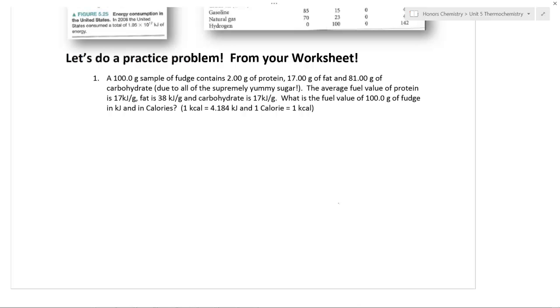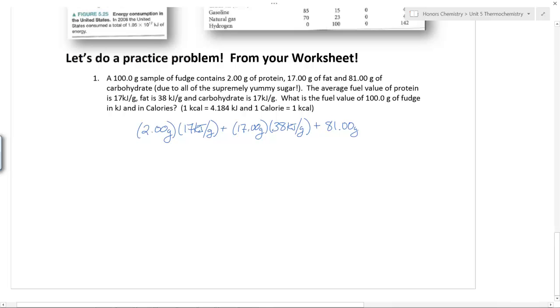So we're going to go ahead and calculate through this to identify the amount of energy found within 100 grams of this fudge. To do this, like I was saying, you just take each of the components, the protein, the fat, and the carbohydrates, multiply by their fuel values and add them together. According to our problem, we have 2 grams of protein, and each one of those has 17 kilojoules per gram. We're going to add to that the 17 grams of fat found within the fudge, multiplied by its fuel value of 38 kilojoules per gram. And then add to that the 81 grams of sugar, or carbohydrates, each with 17 kilojoules per gram as well. And we're going to add all those together.